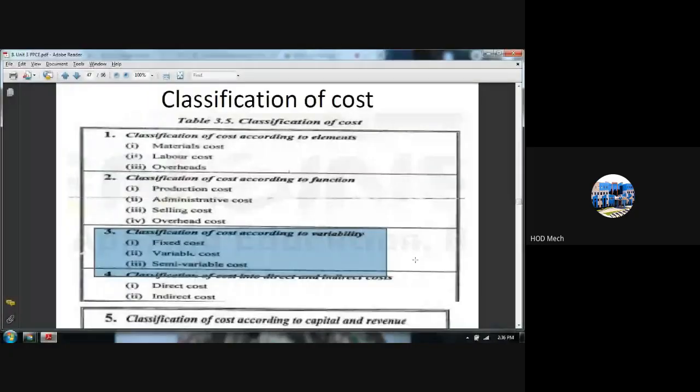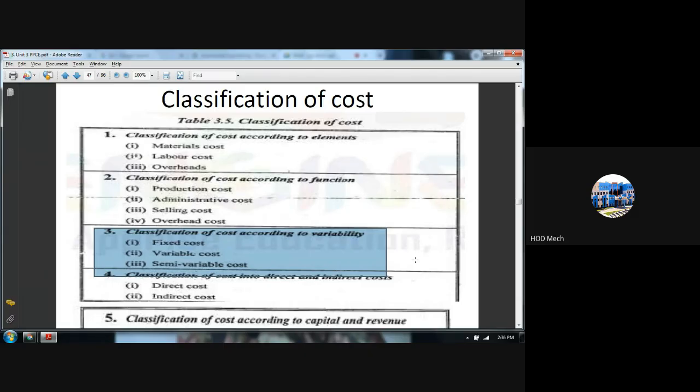Now in your home, your father or mother have bought a new bike for you. They have bought a new Yamaha bike for you, right? Now it is not going to change. You don't change the bike every day. It is the same. So the cost that is spent on that is called fixed cost.